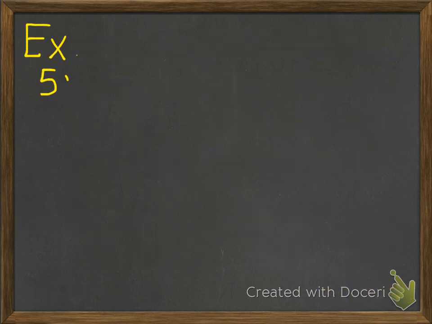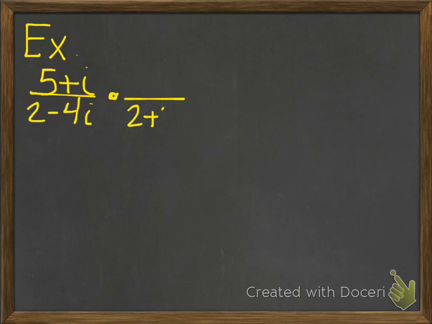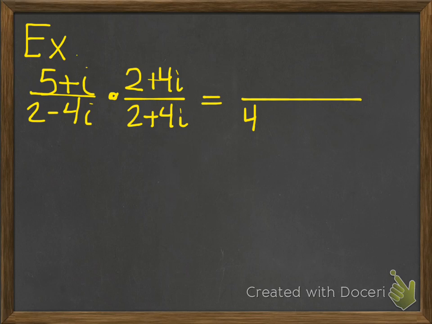Okay, so here's another example: 5 plus i over 2 minus 4i. Again, notice here I'm multiplying by the conjugate, 2 plus 4i. So I took the 2 minus 4i and changed the sign. Well, now I'm going to multiply. And pay attention here, there's a pattern if you look at this pretty soon. I'm multiplying the denominators.